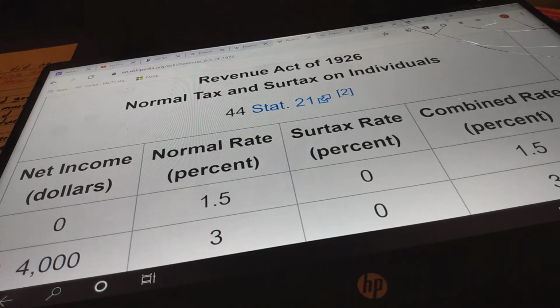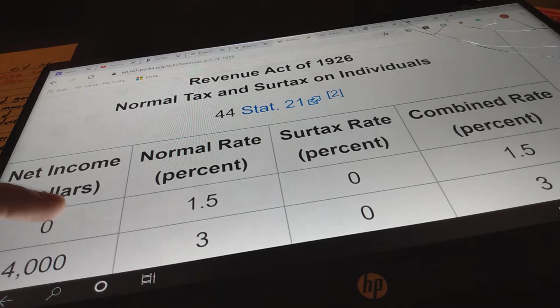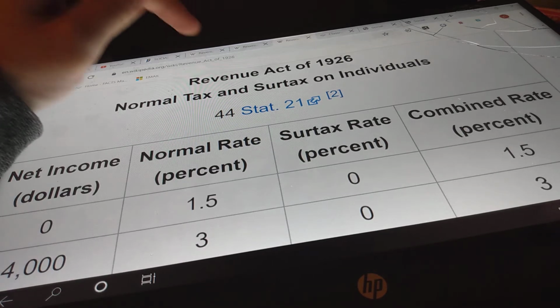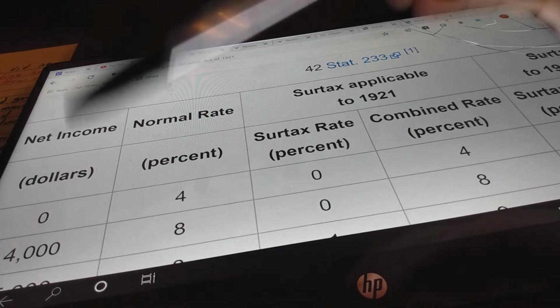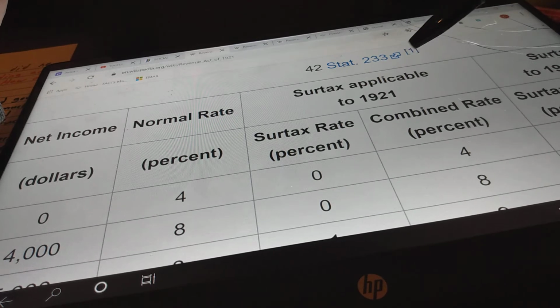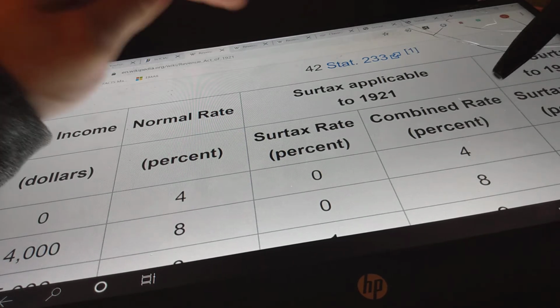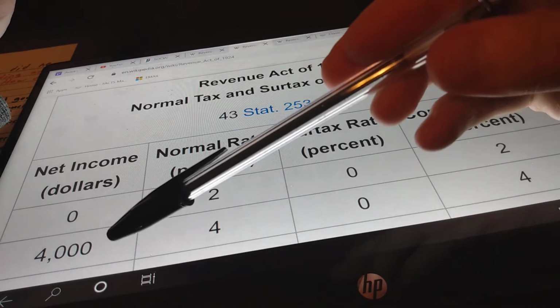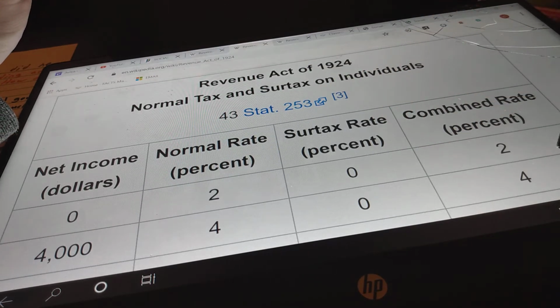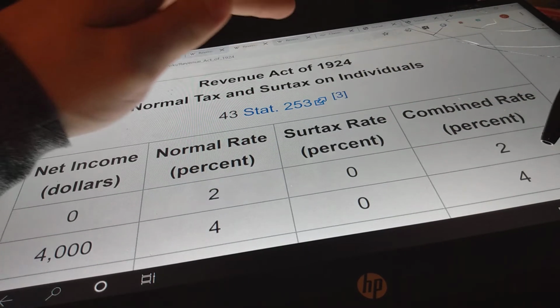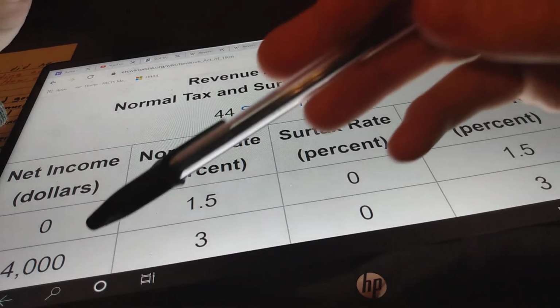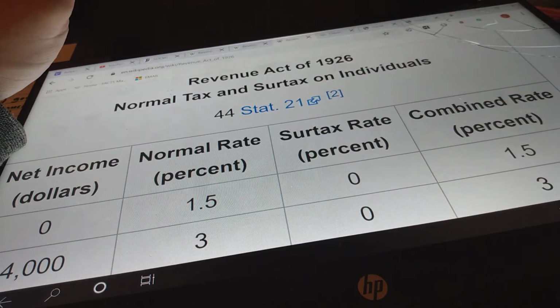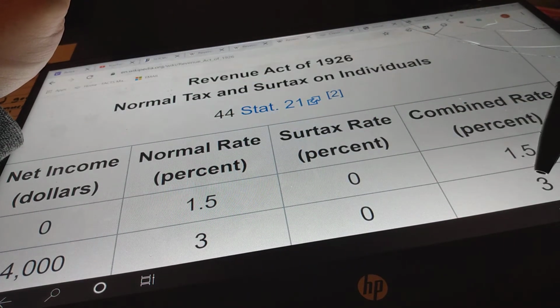Is the tax rate getting lower? Sure it is. It's now down to 3%. So somebody who made $4,000 in 1921 would be taxed 8%. Somebody who made $4,000 in a year in 1924 would now be taxed 4%. And in 1926, somebody who earned $4,000 would be taxed 3%.